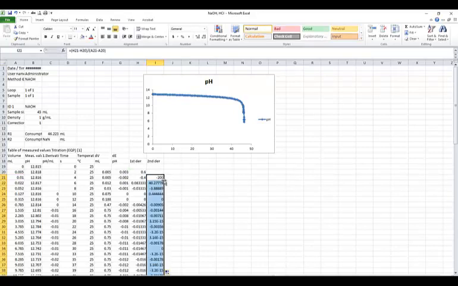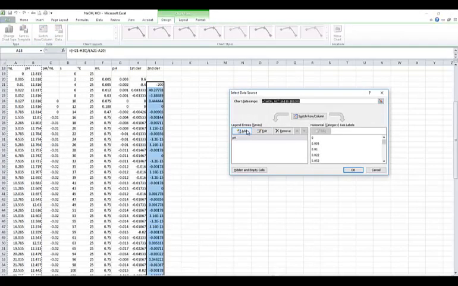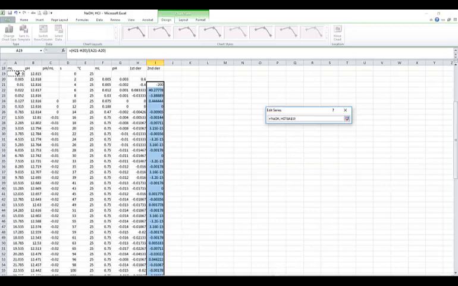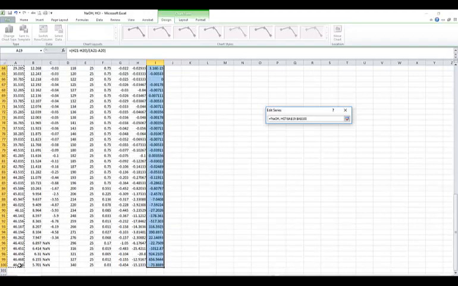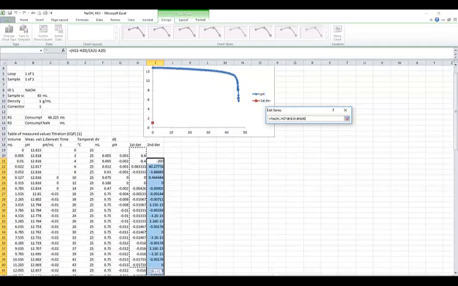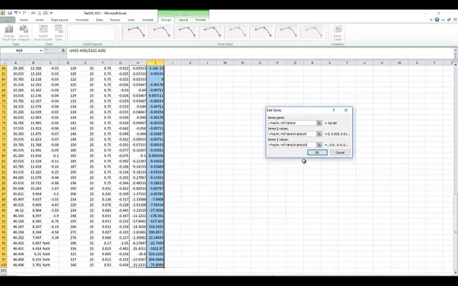Okay, so now we want to add both of them to the graph. So on our graph, we go to our graph tools, and we want to select data. So we're going to add a new series. The series name is going to be first derivative. Our x values are our volumes, same as for the other ones, down to the bottom. Our y values are our first derivative values. Okay, and that one's done.